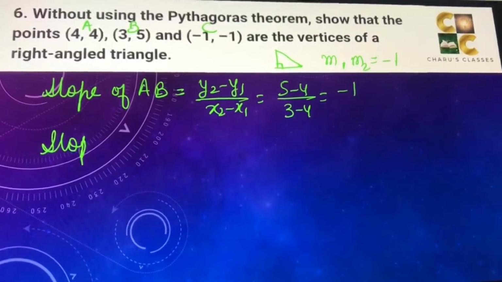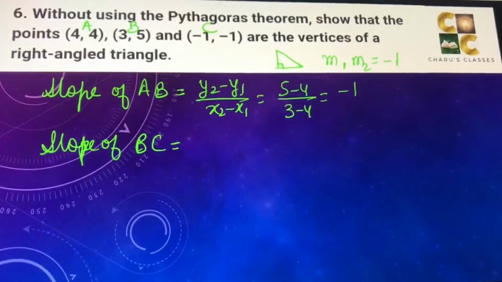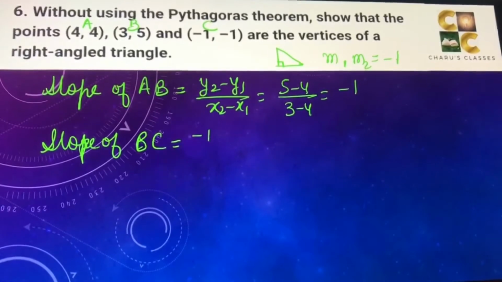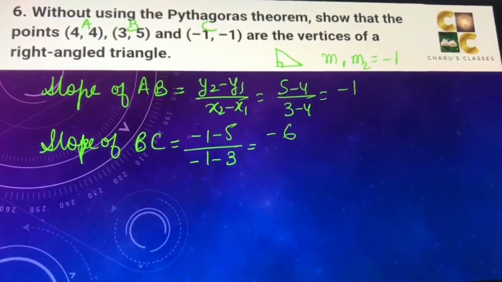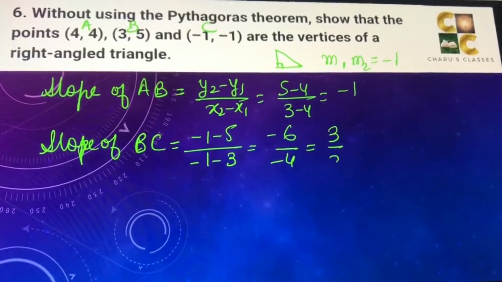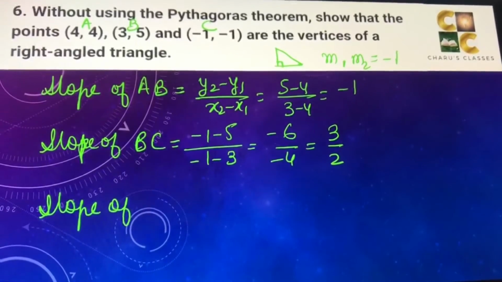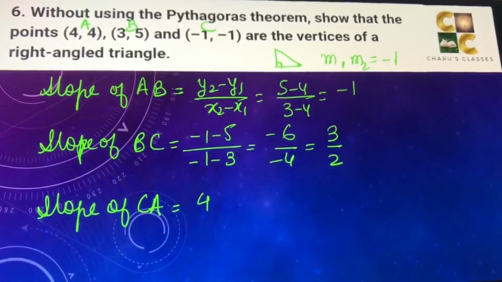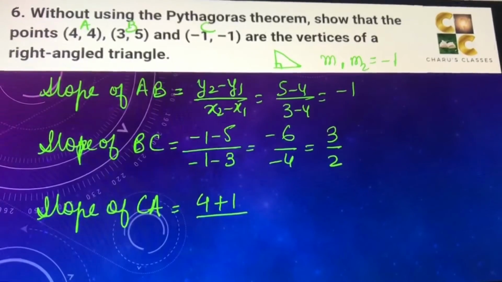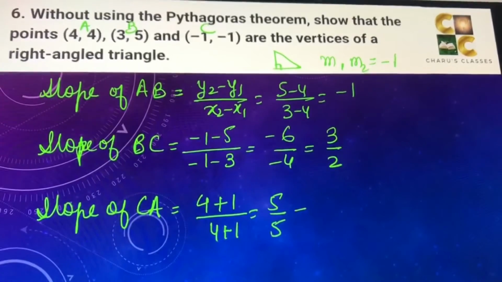Slope of BC, that is equal to, now we'll take the coordinates of B and C to find the slope. So that is minus 1 minus 5 by minus 1 minus 3. That is minus 6 by minus 4, which is 3 by 2. Slope of CA, that is 4 minus minus 1, that is 4 plus 1, by 4 minus minus 1, that is 4 plus 1, which is 5 by 5, that is 1.